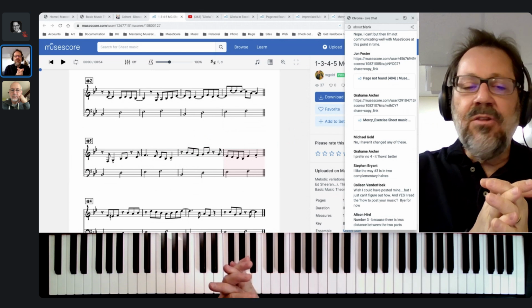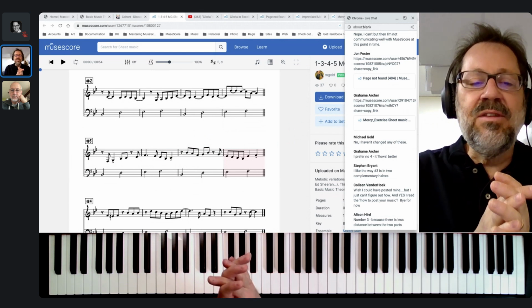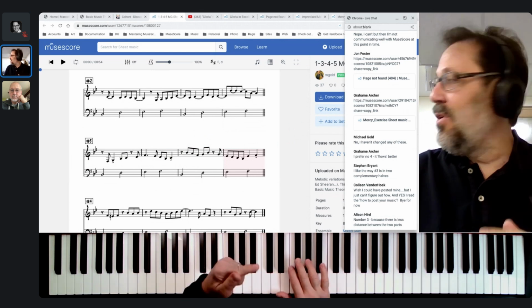And Allison's talking about number 3 because of the distance between the parts. And that's actually an interesting observation.